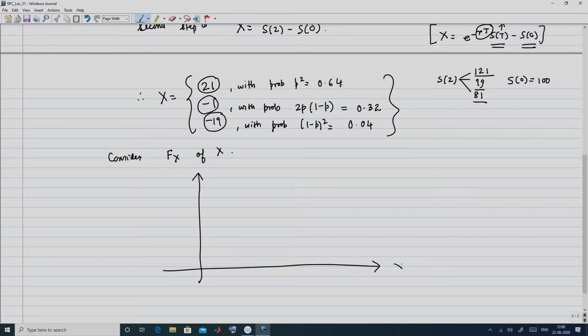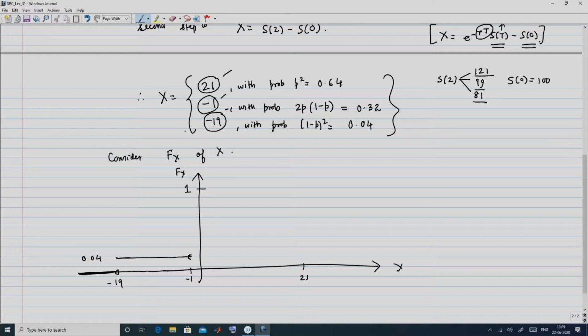So, on the x axis I have x, and on the y axis I have F of x, and remember the maximum value of F(x) is 1, and the values of x that are allowed are 21, minus 1 and minus 19. So, minus 19 will be somewhere here, minus 1 will be here, and 21 is going to be here. So, the probability of a value being less than minus 19 is 0. The F(x) is going to be 0 here. Now, at minus 19 the probability is 0.04. So, this is 0.04, this height, and this is the probability from minus 19 to minus 1.